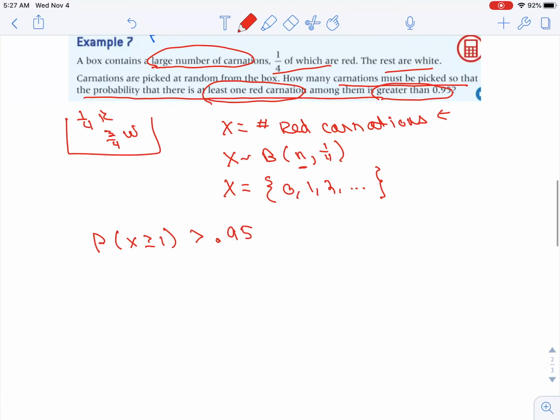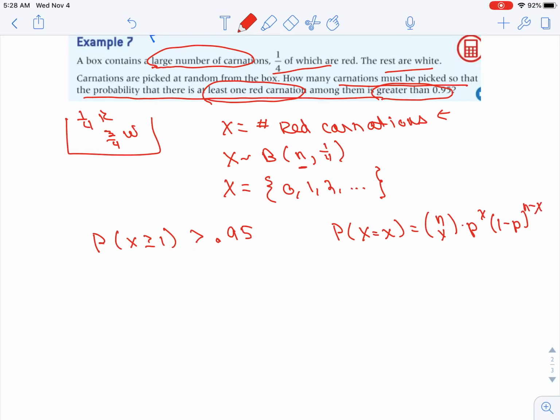Right, so now what we want to do is also think about the formula for this. Remember, and we reviewed this on the first page, that the formula for probability for binomial is: the probability that x equals x is n choose x times p to the x times 1 minus p to the n minus x.